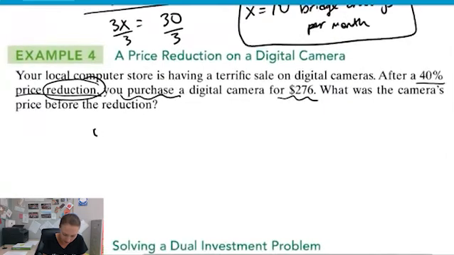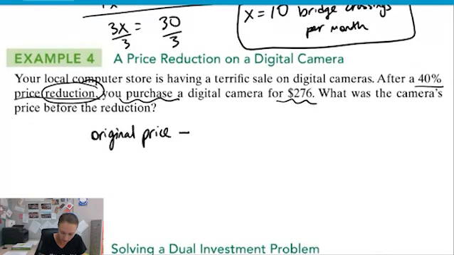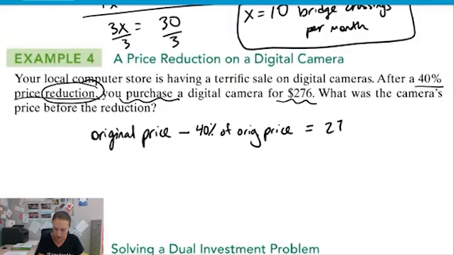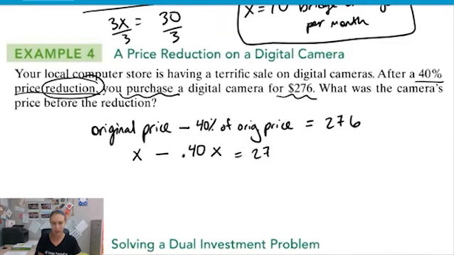Okay. So if I take the original price and I have a 40% price reduction, that means I'm going to take 40% of it off. So I'm going to subtract 40% of the original price. It's going to then give me $276. Now, if we write it out in words to make sense of it, we can come up with an equation. If I make the original price X minus, and 40% of something is 0.40 times that thing, then I have a working equation.